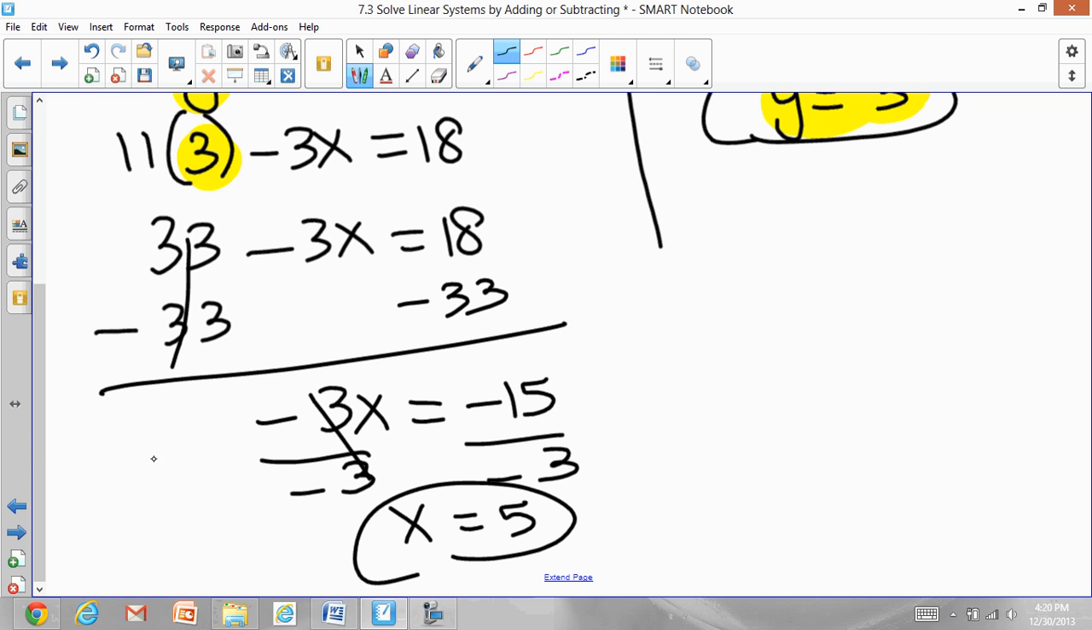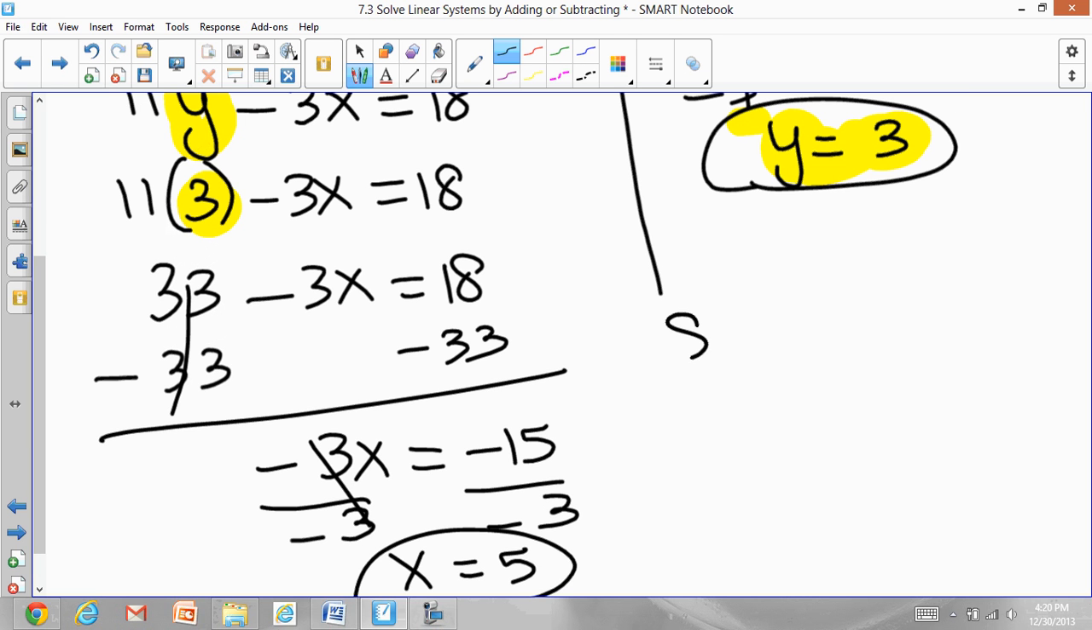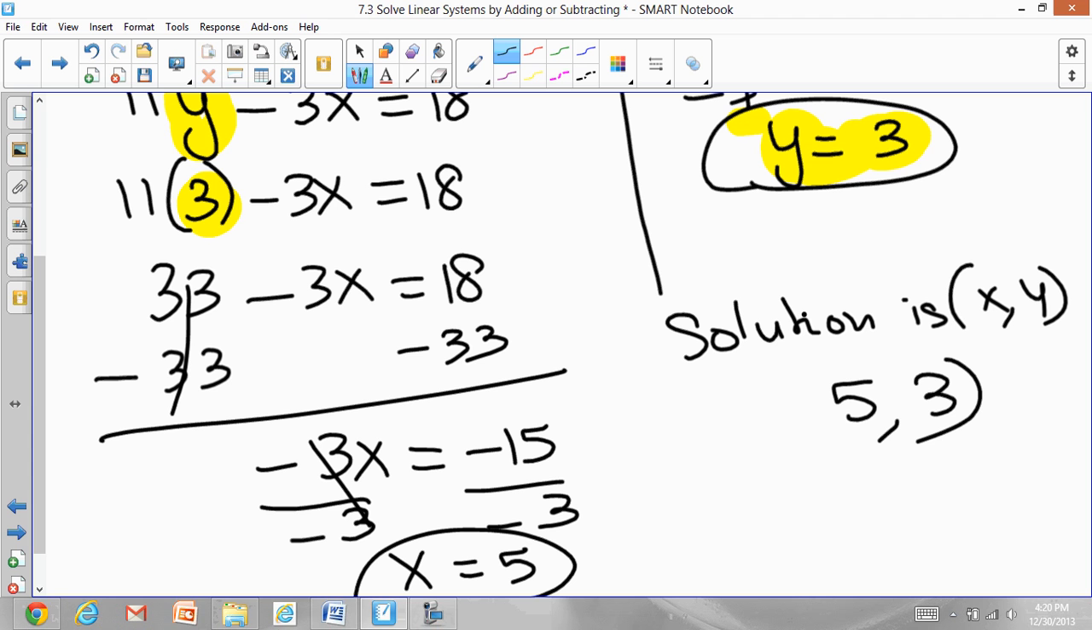So once you get x equals 5, now we can find the solution. The solution in this case is always x comma y. The x value comes first, so it's going to be 5 comma 3. So the x is 5 and the y is 3. Domain is 5, range is 3.